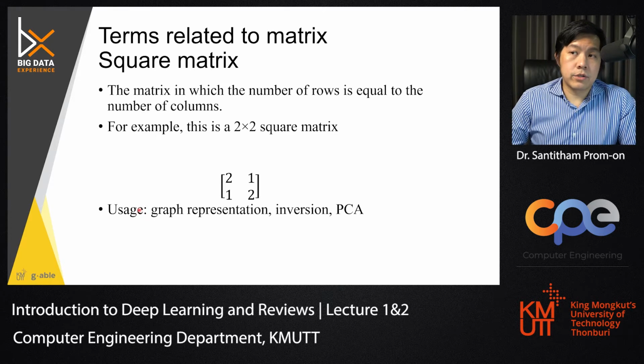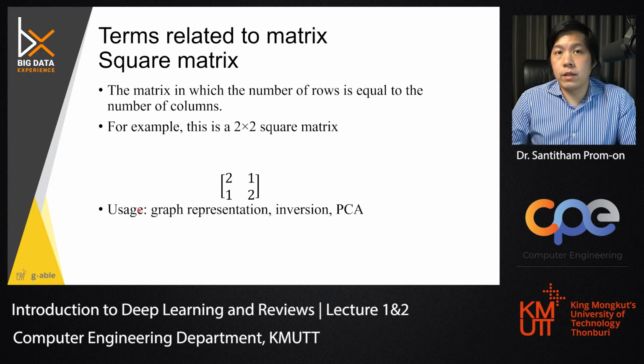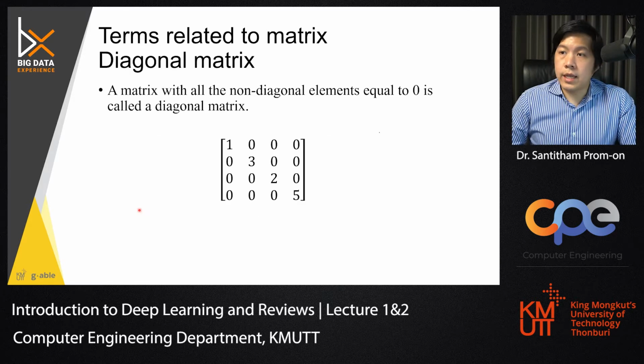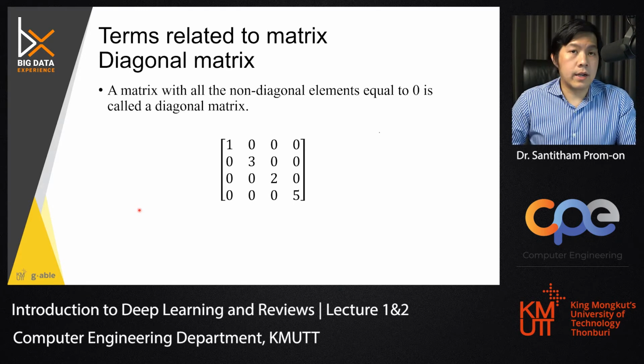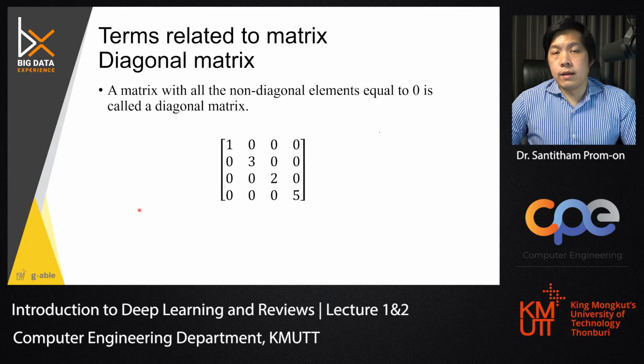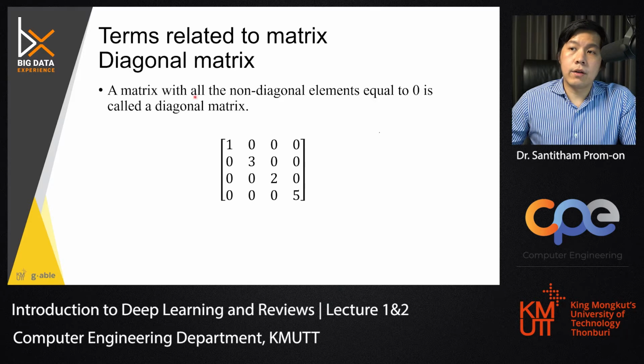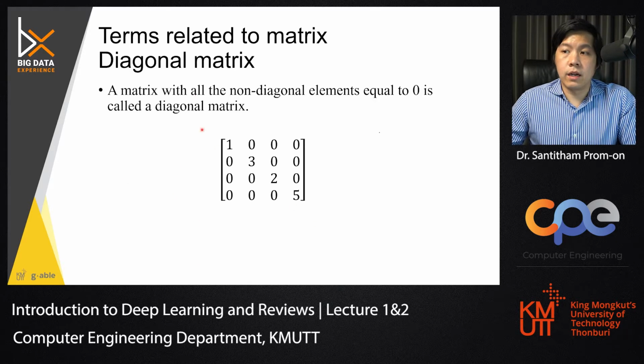A square matrix is a matrix that has the same size in both dimensions, in both rows and columns. We usually use square matrices in different places, like in graph representation, in principal component analysis, in matrix inversion, in the pseudo inverse case. The diagonal matrix arises when you extract the eigenvalues from the characteristic equations. They are matrices that have values along the diagonal line.